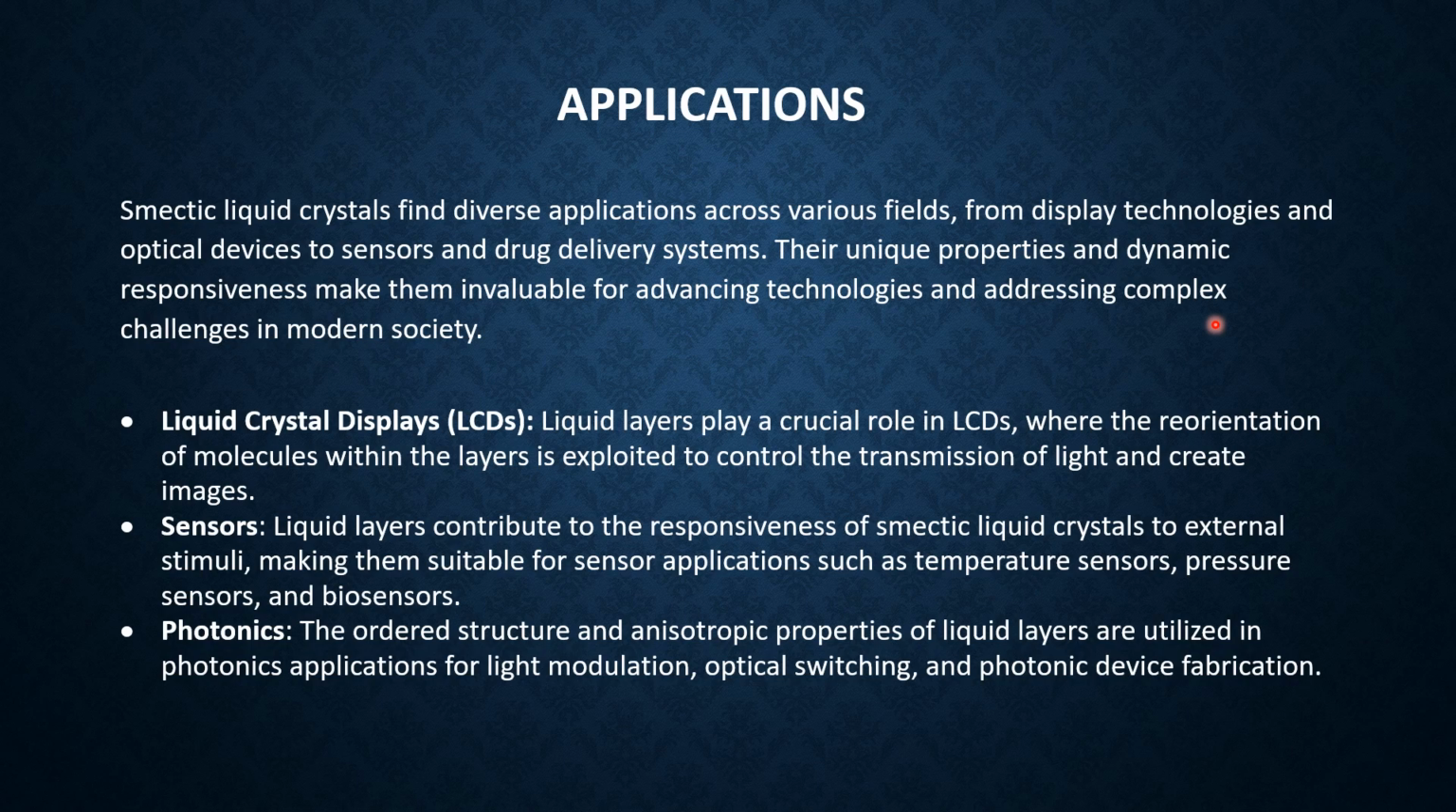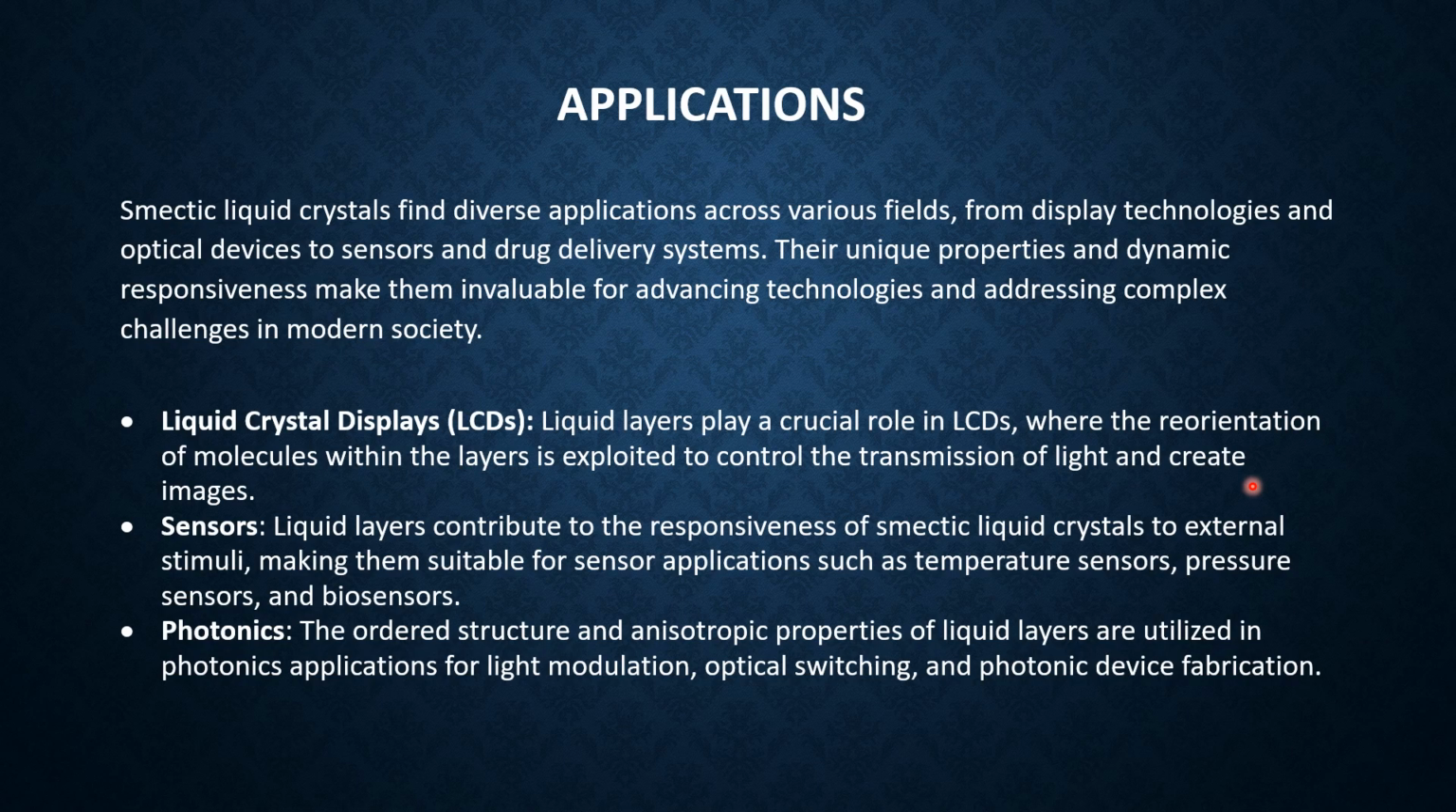We'll see about liquid crystal displays. We have heard about LCD, right? Liquid layers play a crucial role in LCD, where the reorientation of molecules within the layer is exploited. Reorientation happens when the layer is exposed to an electric or magnetic field. This controls the transmission of light and creates images. So this is what is happening in LCDs.